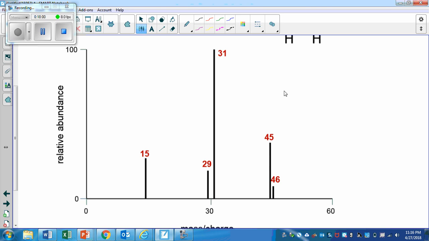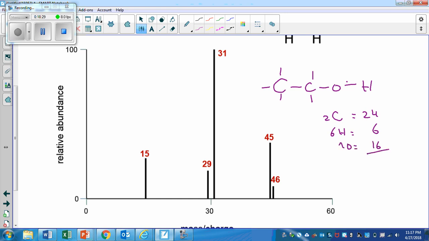Since we cannot see it very well here, I'm going to write it: CH3CH2OH. If I calculate the molar mass of it, I have 2 carbon atoms, so 2 carbon atoms will be 24. Then I have 6 hydrogen atoms, and each hydrogen atom has a mass of 1, so 6. I have 1 oxygen atom, and the molar mass of oxygen is 16. If I add them all together, it is 46. So the molar mass of this whole thing is 46.